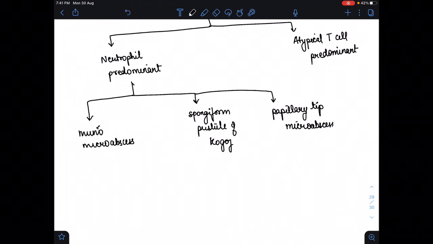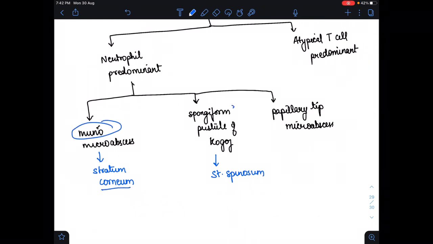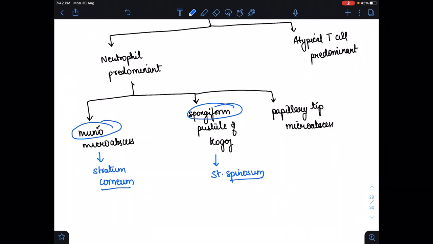So what will happen in Munro's microabscess? Munro's microabscess is basically seen in the stratum corneum layer, while the spongiform pustule of Kogoj is seen in the stratum spinosum. Please remember that Munro's microabscess is seen in the stratum corneum, while the spongiform pustule of Kogoj is seen in the stratum spinosum layer, while the papillary tip microabscess is present at the tip of the dermal papillae.